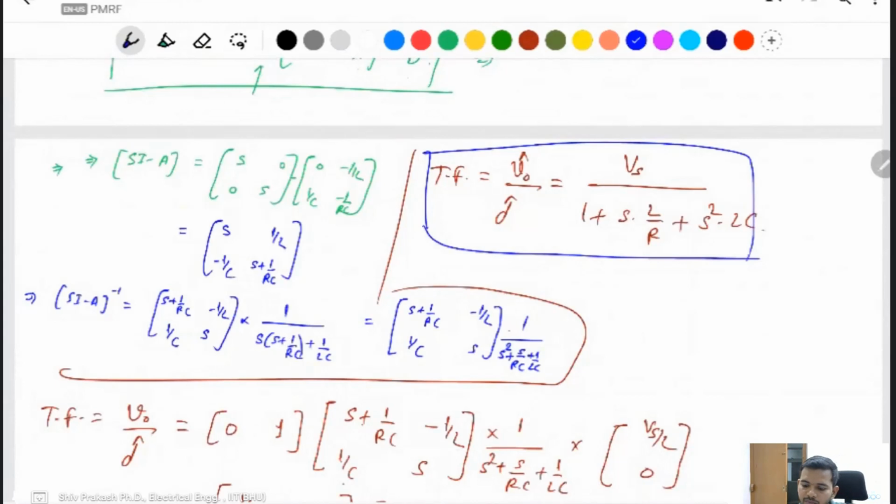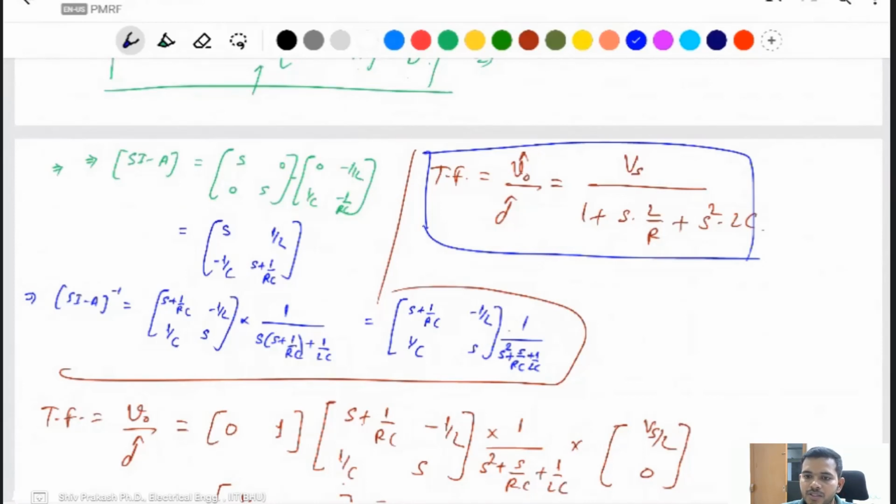Keeping this transfer function in mind, you can design the compensator or controller for the converter to maintain a constant output voltage. Once you find the transfer function, you can find its gain, phase and bandwidth. After that, we will design simply.